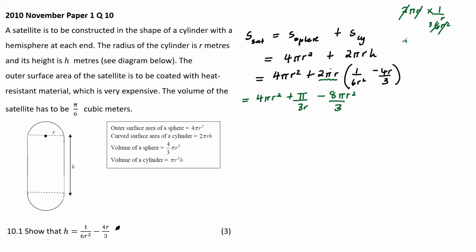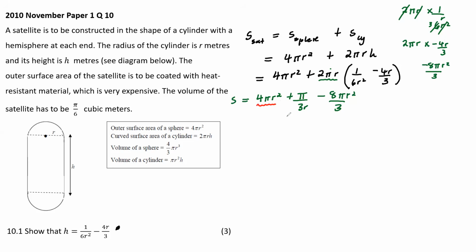Again, it would have been 2 pi r multiplied by negative 4r over 3. The 2 and the 4 give you 8. Pi is on its own. Then r and r gives r squared over 3. That's the negative part. There you are. Basically, that's what you have. But that's not what they want, because I'll show you this.